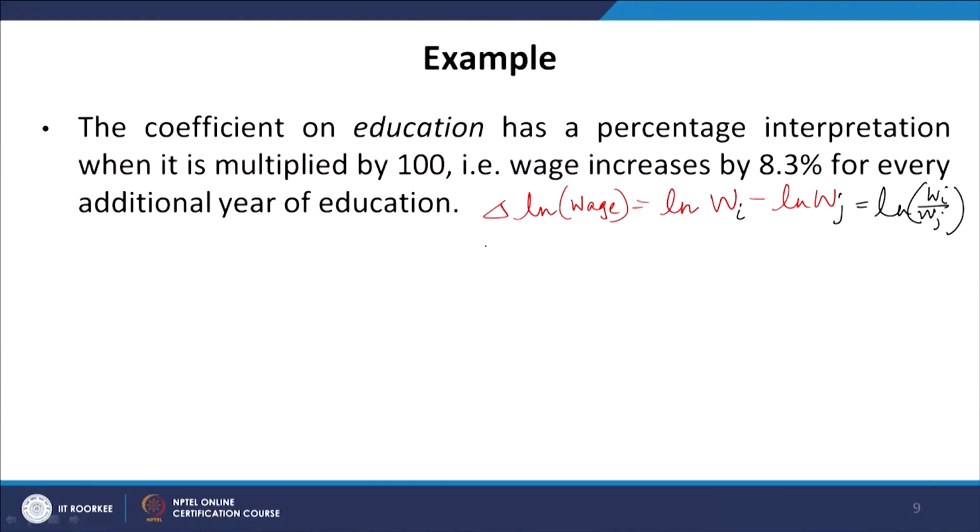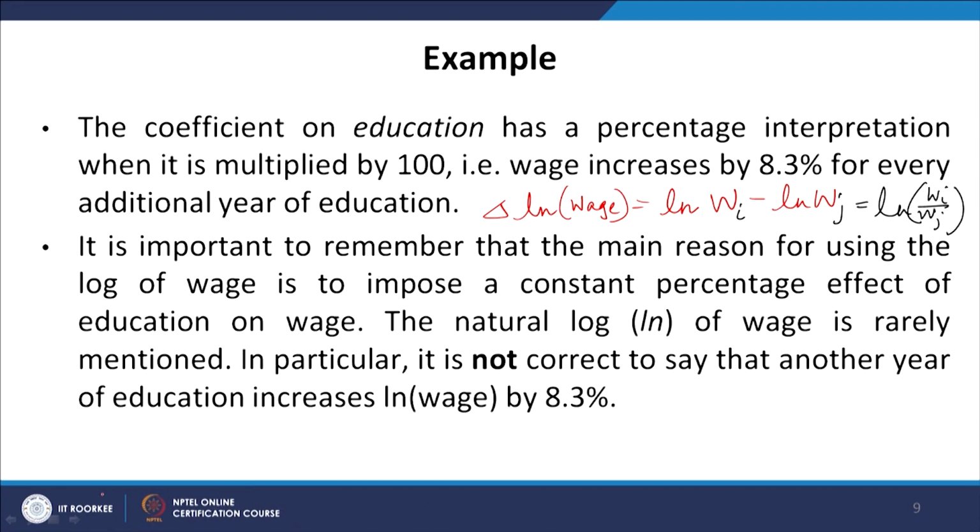So, the left hand side, that is the change in logarithm of W or wage, is actually measuring the percentage change in the wages earned, and this is changing because of a change in education of individuals, right. So, the coefficient of education has a percentage interpretation because of this reason. It is important to remember that the main reason for using the log of wage is to impose a constant percentage effect of education on wage.